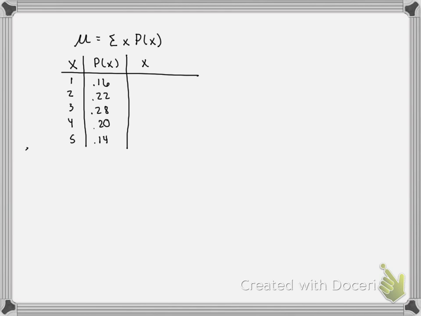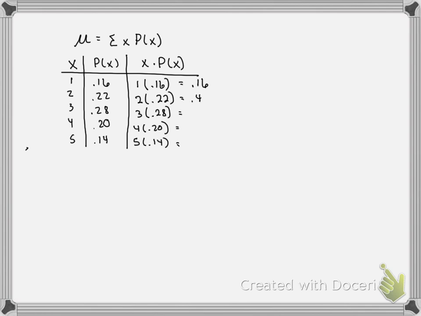So here's our x times p of x. Well, x comes from that column, okay? So it's 1 times 0.16, and then 2 times 0.22, 3 times that probability, 4 times its probability, and 5 times its probability. So you would pull out your calculator and you will do all of these calculations, okay?